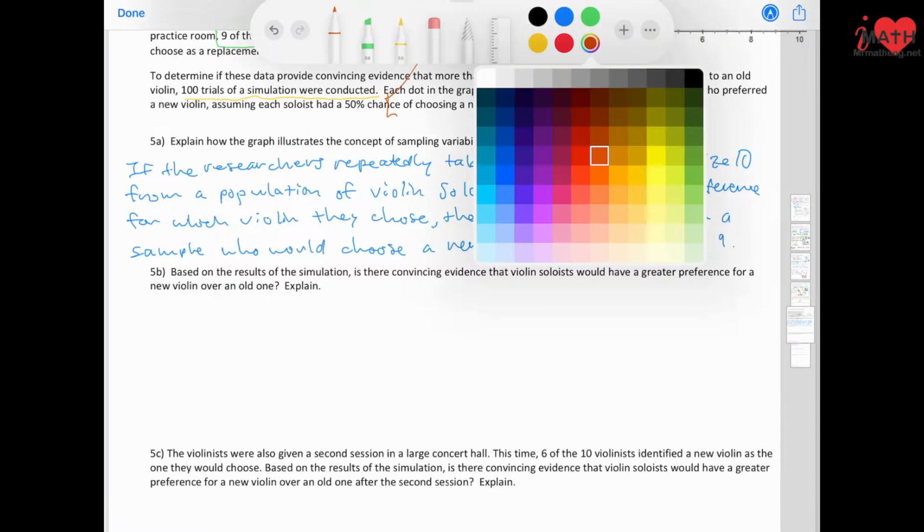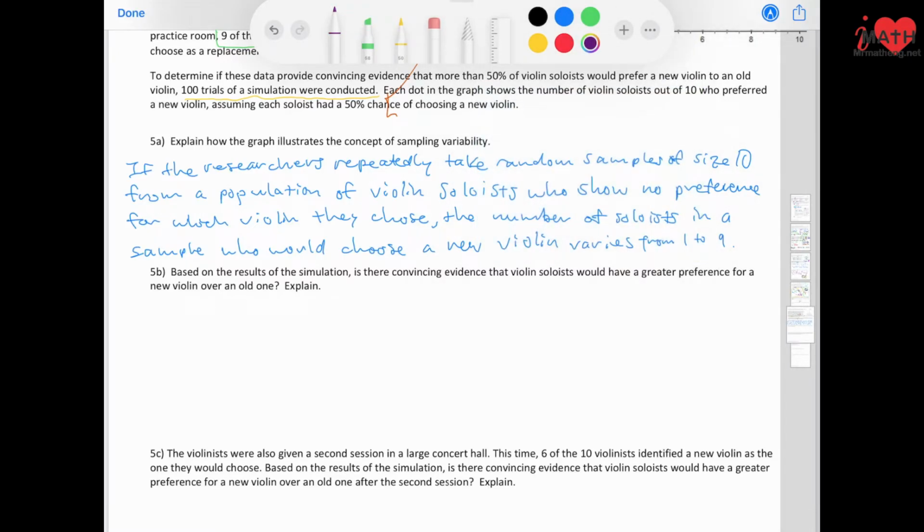Alright. Change colors here. Based on the results of the simulation, is there convincing evidence that violin soloists would have a greater preference for a new violin over an old one? Explain. I think yes.